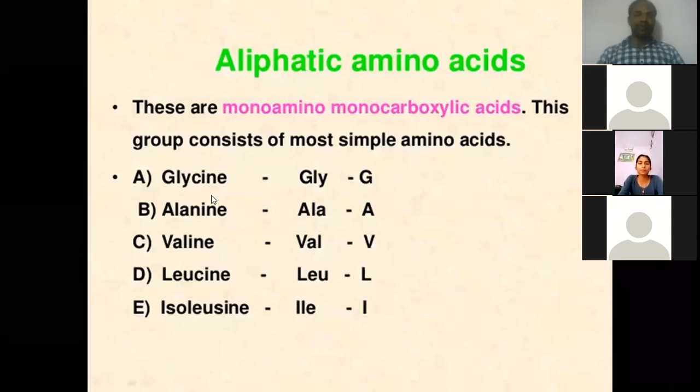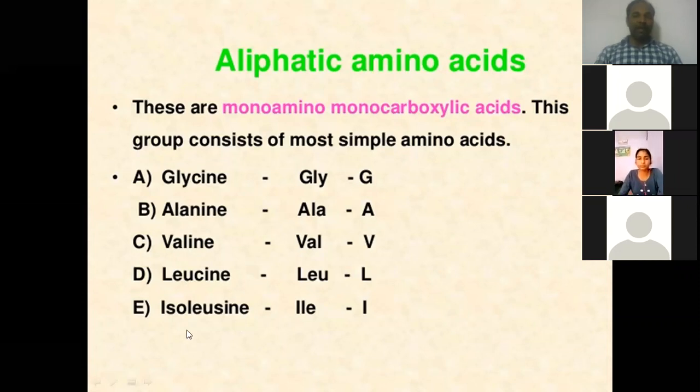The examples of aliphatic amino acids are given here. The first example is glycine, indicated by capital G. Then the second example of aliphatic amino acid is alanine, indicated by capital A. As I told you, we can remember amino acids by the initial of their names. If the initial is G, that is glycine; A, that is alanine; V, that is valine. Then leucine is indicated by capital L. Isoleucine is indicated by capital I.